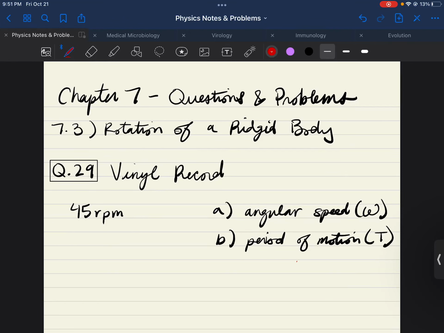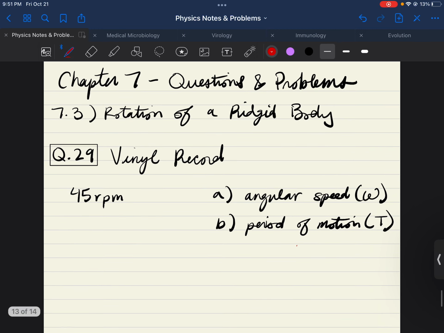Everybody, my name is Coca, and today we'll be doing a question from the questions and problems section of Chapter 7 of our book, University Physics for the Life Sciences. This question falls under the purview of Section 7.3, Rotation of a Rigid Body. So if any of this is unfamiliar, or maybe doesn't make sense, you can definitely look there for review.